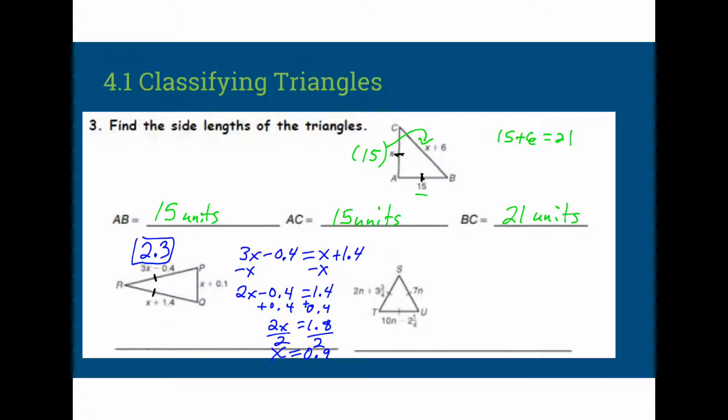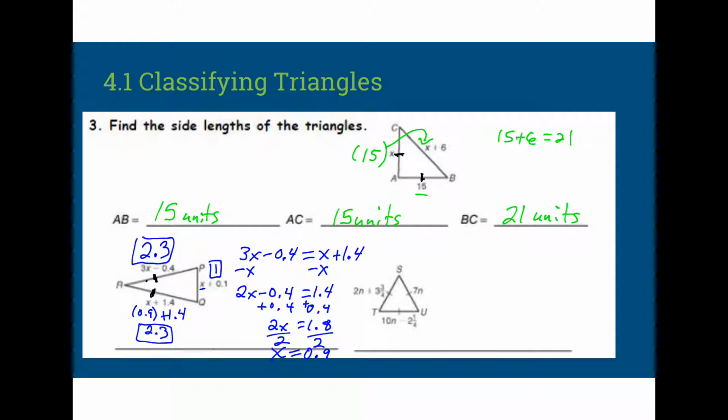PQ, if x is going to be 0.9, then 0.9 plus 0.1 is going to be 1 exactly. And the last one, when I plug in 0.9 for x there, add it to 1.4, we will get an answer of 2.3, which is good because we knew that the black tick marks right here for RP and for RQ say that they're congruent, so we should get the same answer for both of those.